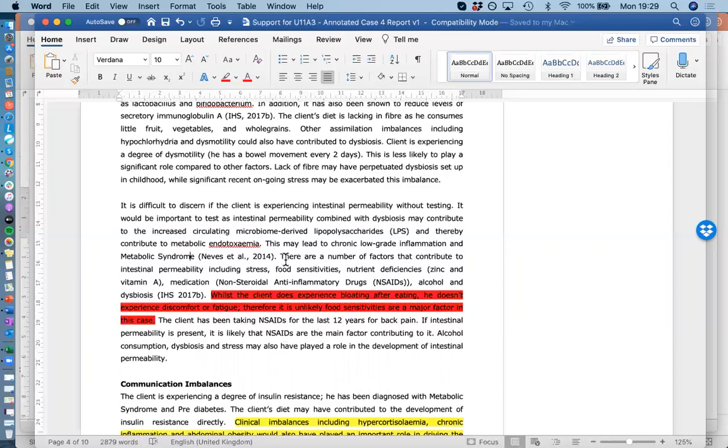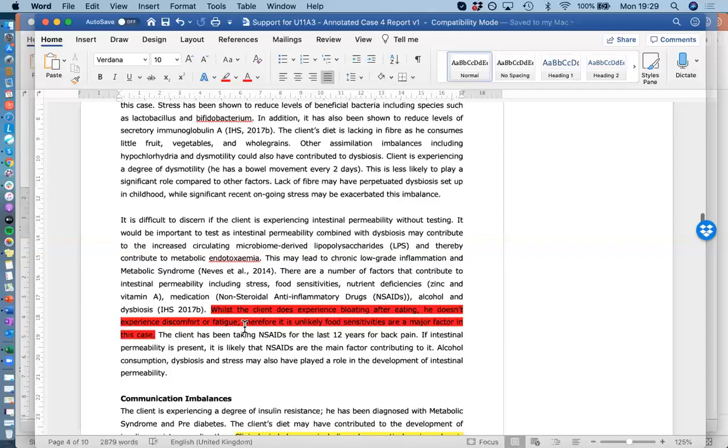So just in this evaluation here, what we've done is we've outlined all the different factors that could be playing a role. And then we've ruled out one, highlighted a key one, and then mentioned some of the other ones. So if you can do that just once or twice for the clinical imbalances, that's great. If other times you're just listing, the client may, let me give you another example of where we've just listed.